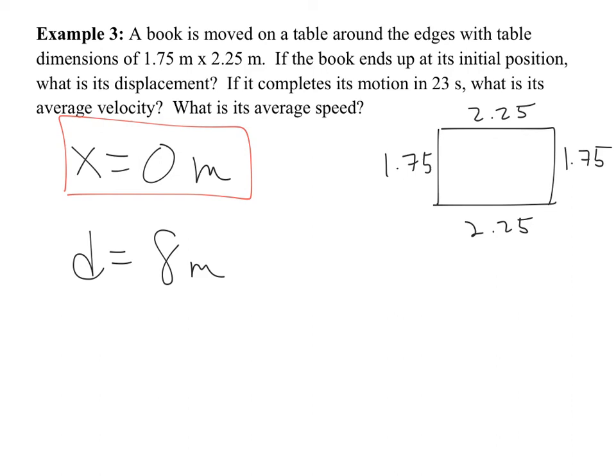Start with your formula. What's the formula for average velocity? Average velocity was x over t, displacement over time. But what was the displacement? 0. So everybody, what's the velocity? 0.